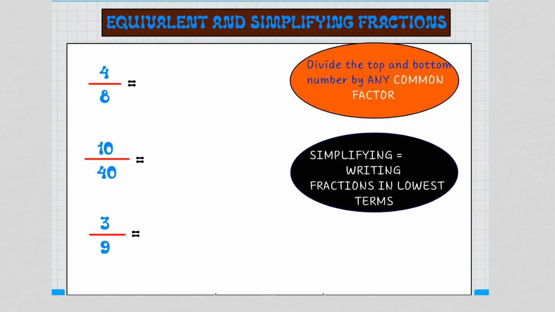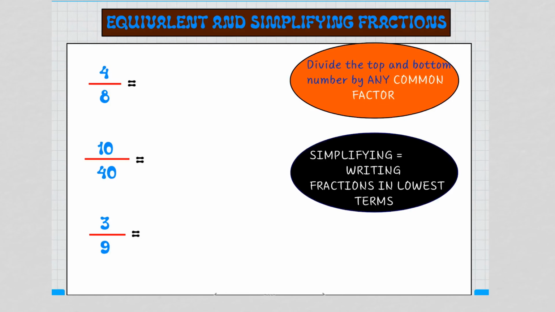What we need to do is follow this rule: divide the top and bottom number by any common factor. We know 4 and 8 both go in the table of 4. So 4 times 1 is 4 and 4 times 2 is 8. That would be 1 over 2, the simplified form of this fraction 4 over 8.